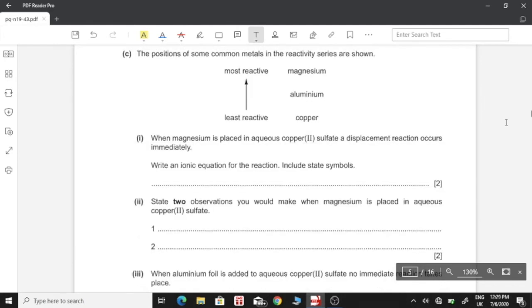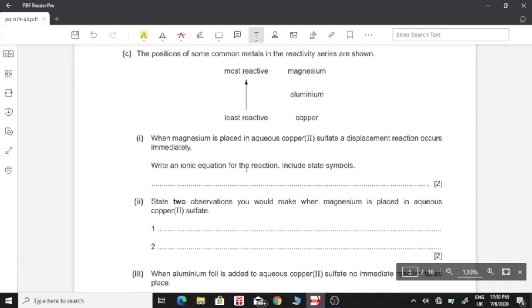C. Part 1. The positions of some common metals in the reactivity series are shown from least reactive, copper, moving on to more reactive elements, aluminium and magnesium. When magnesium is placed in aqueous copper sulfate, a displacement reaction occurs immediately. Now, as we can see over here, magnesium is far more reactive than copper. This is why it replaces copper in this compound of copper sulfate. Write an ionic equation for the reaction and include the state symbols.